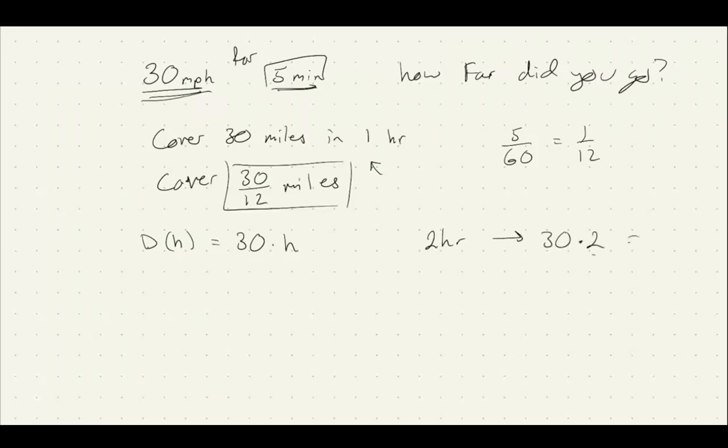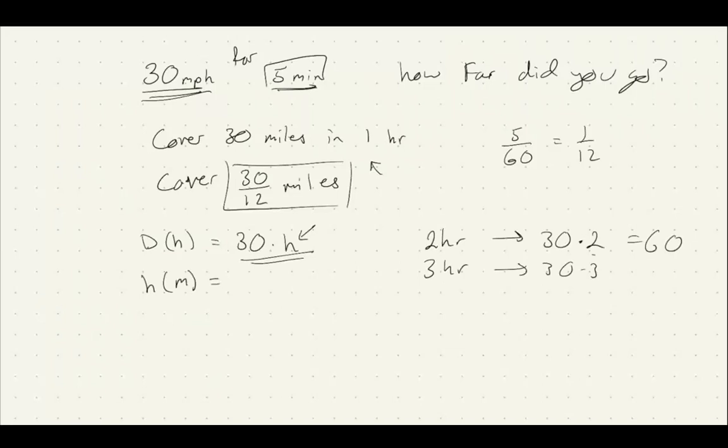I do that for 2 hours. I'm going to cover 60 miles. And if I drive for 3 hours, well, I'm going to cover 90 miles. And if I drive for 1 hour, I'm going to cover 30. And yeah, like this is the formula, but what it needs as an input is hours. Okay. But I can figure out how many hours have gone by if I know how many minutes have gone by. How does this work?